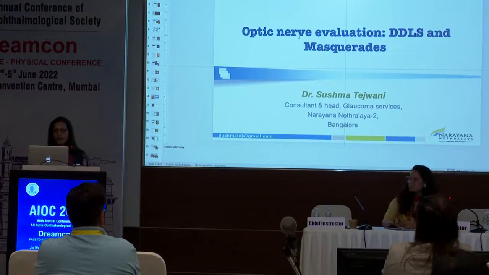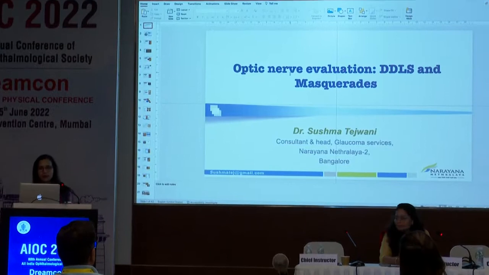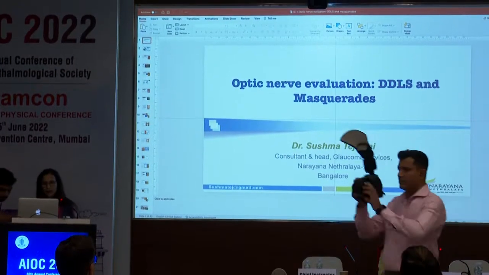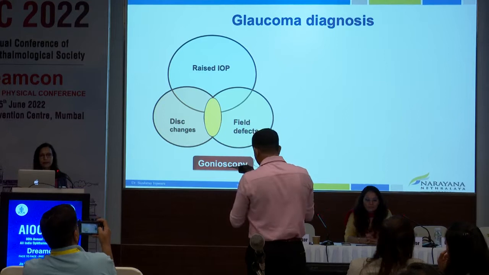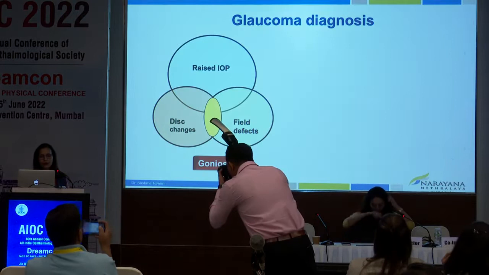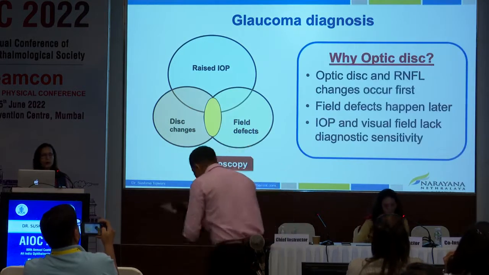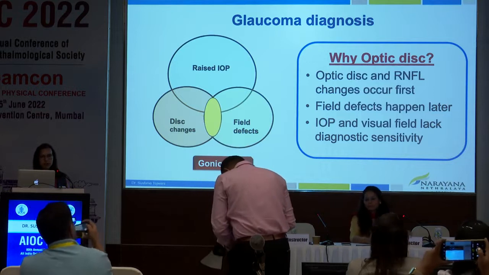Right, so let's look at how we evaluate an optic nerve, what DDLS is, that is disc damage likelihood scales, and what masquerades we look at. Definitely we need intraocular pressure and the disc changes and field effect in addition to gonioscopy. But why the optic disc is most important is because this is something which is very specific in diagnosis.